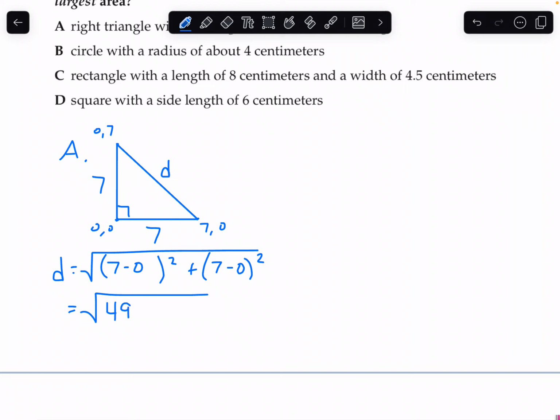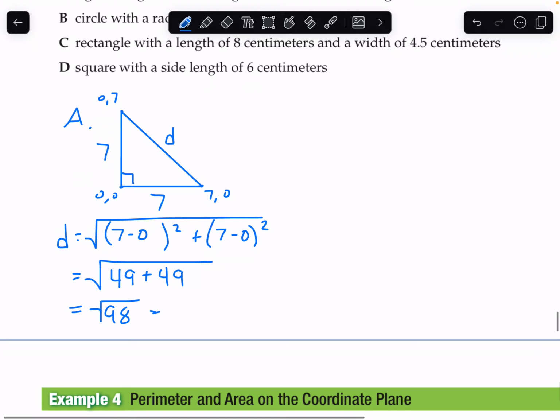7 squared is 49. So this is 49 plus 49. 98. The square root of 98 is 9.89. 9.9. 9.899. I'm going to round that to 9.9.